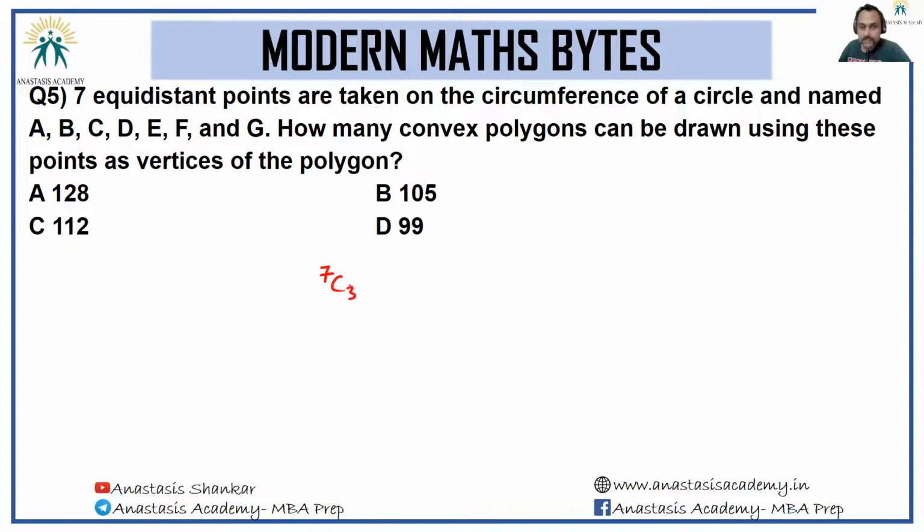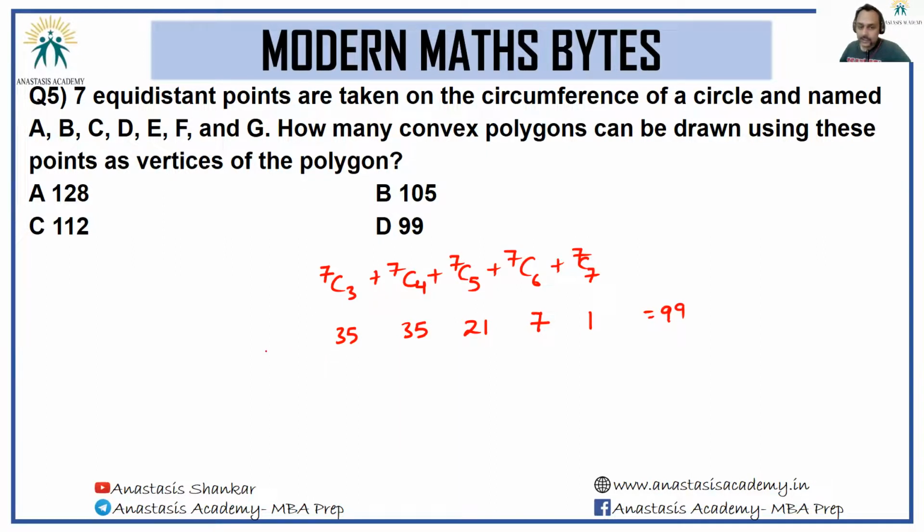So you'd have to do either 7C3 plus 7C4 plus 7C5 plus 7C6 plus 7C7. You can do this counting, which is perfectly all right, not a problem. You would get 35 from here, 35 from here, 21 from here, 7 from here, and 1 from here. So 35 plus 35 is 70, 70 plus 28 is 98, 98 plus 1 is 99. You get 99 from here.